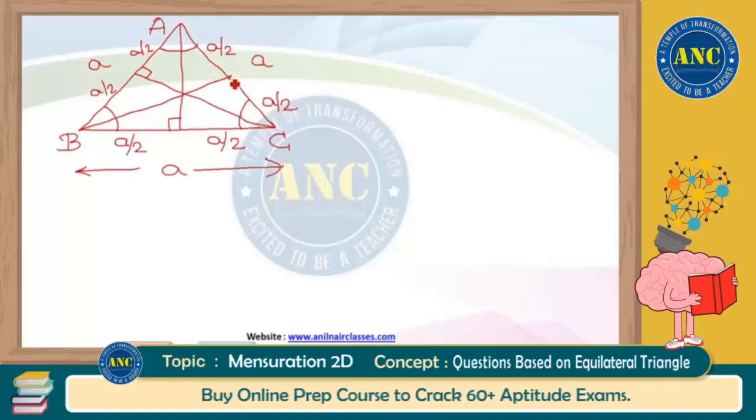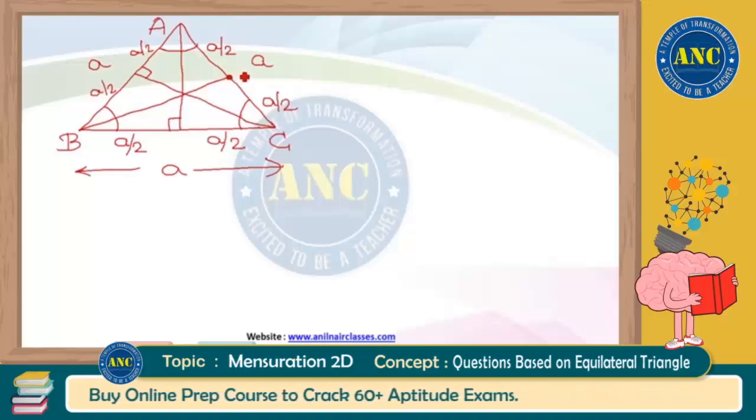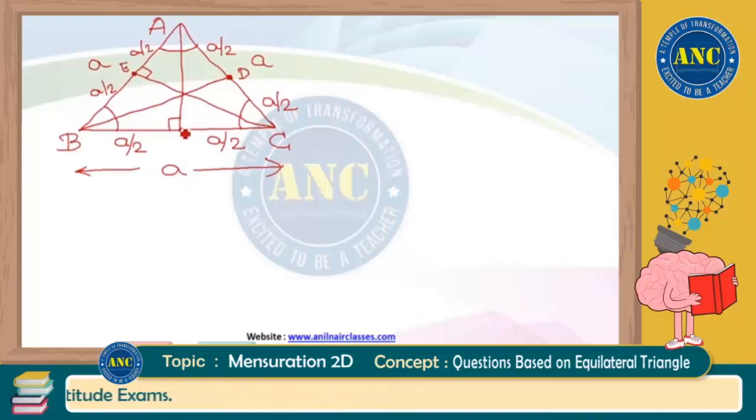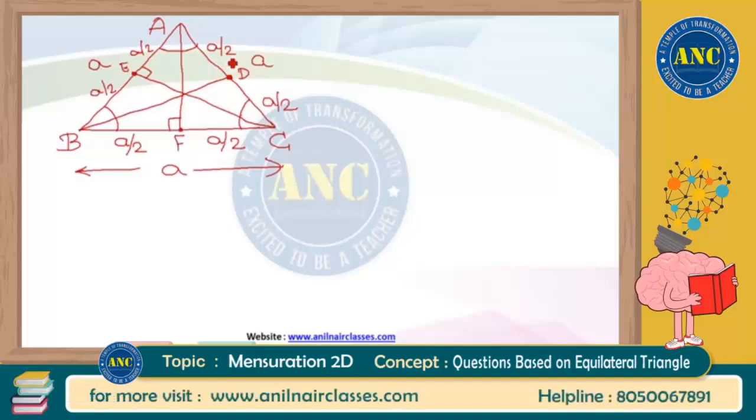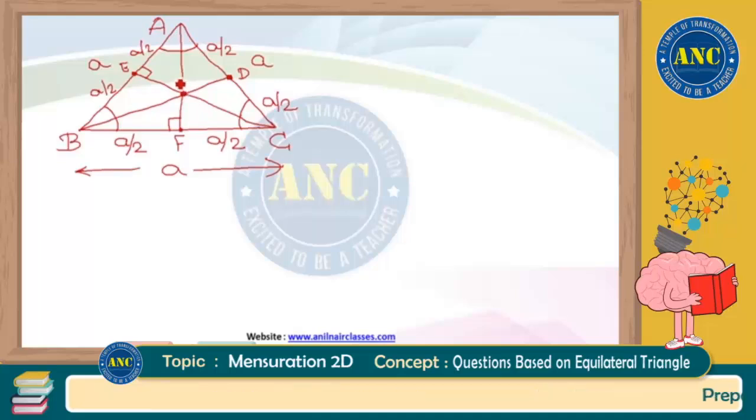If I name these points, for example, let me name this point as point D. Let me name this point as point E. Let me name this point as point F. That means the perpendicular bisector is AF. Perpendicular bisector is BD. Perpendicular bisector is CE. All these are perpendicular bisectors. All these 3 lines are meeting at some point. Let me call that point as O, for example.